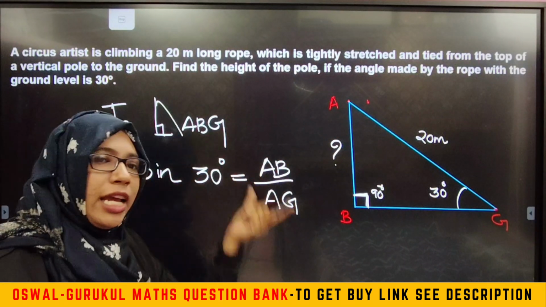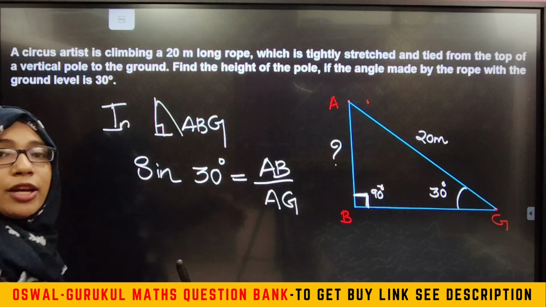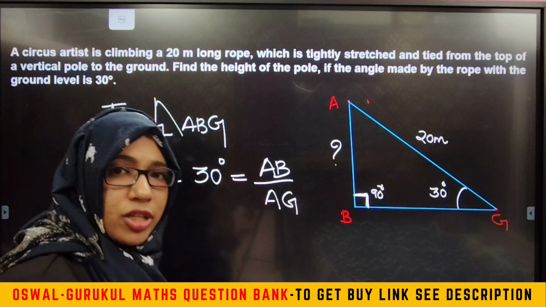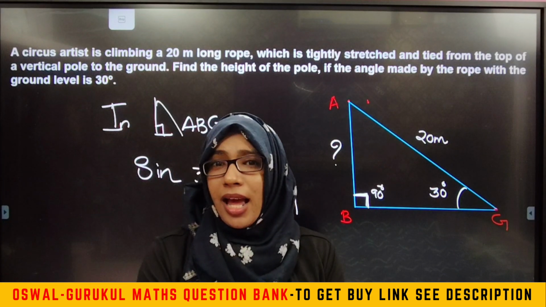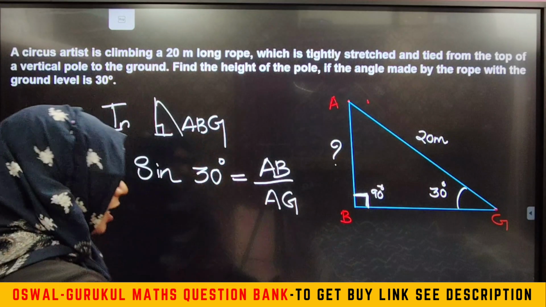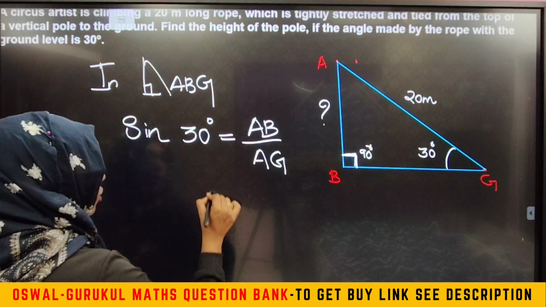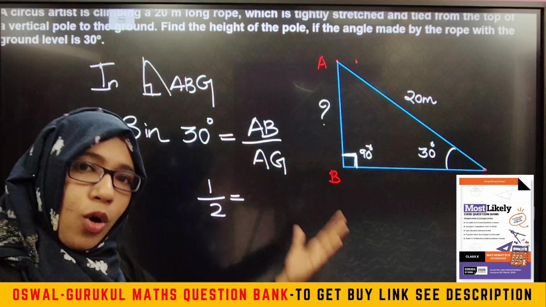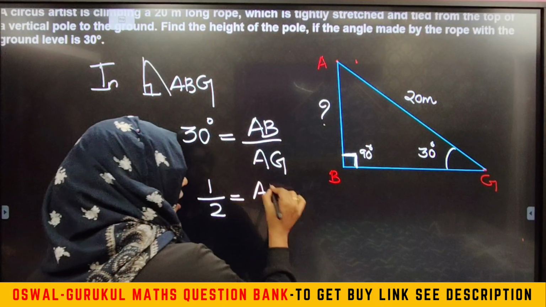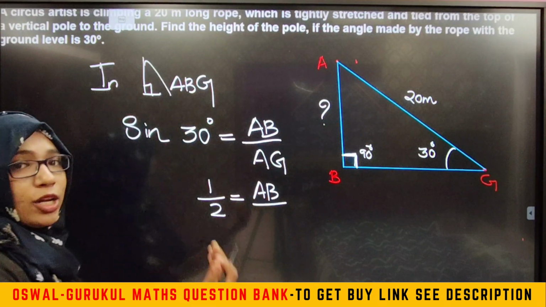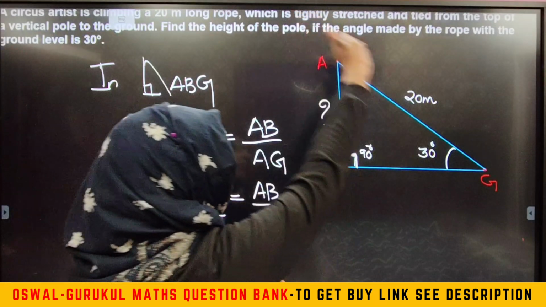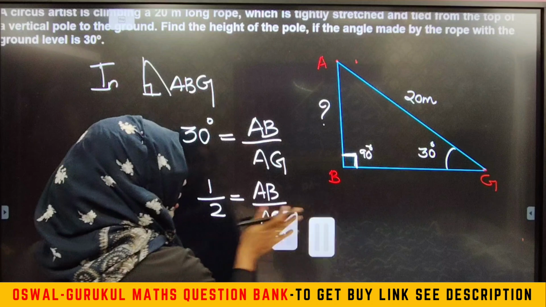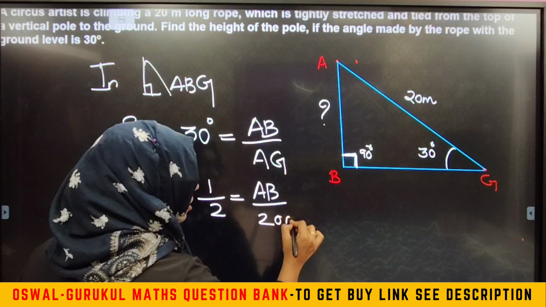Sine 30 is equal to AB divided by AG. So what is the value of sine 30 according to the trigonometric ratio table? It's 1/2. So 1/2 is equal to, what is AB here? I don't know what AB is, so I am putting AB there. And I know the value of AG from the figure. What is the value of AG? AG is equal to 20 meter. So I am writing 20 meter.